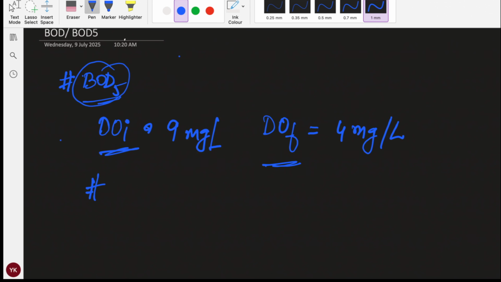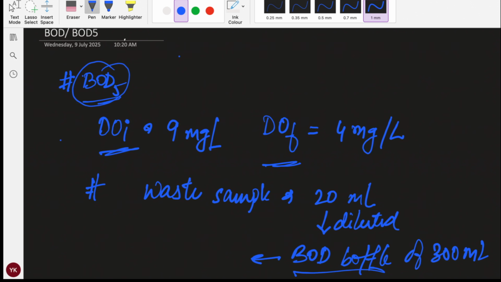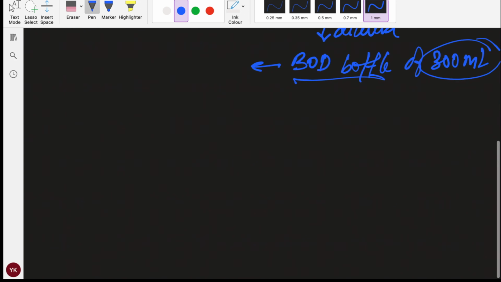Okay, so the amount of waste sample that is given is say 20 ml, and it is said that it was diluted to fill the BOD bottle of 300 ml capacity. Generally, the BOD bottle or the stopper bottle used for BOD calculation is of 300 ml capacity. Now we have to find out BOD5.